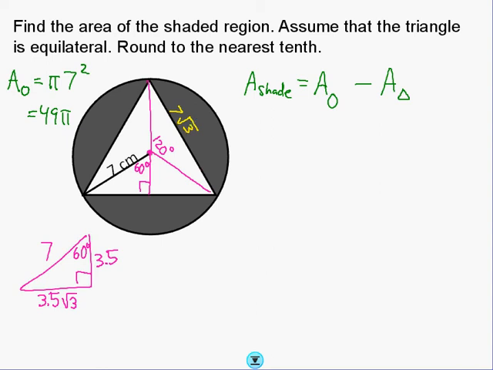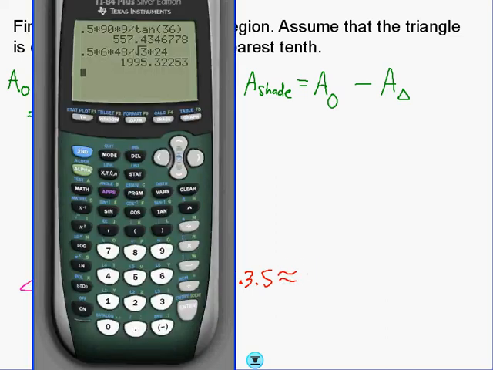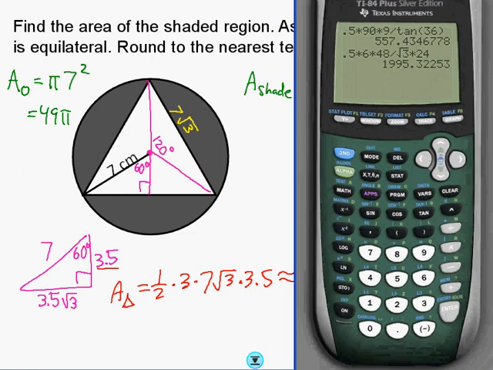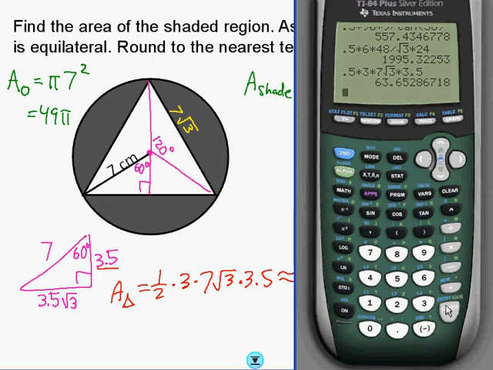Okay, and so let's find the area of the triangle. The area of the triangle is going to be 1/2 times the perimeter. Well, the perimeter has 3 of these sides, and they're each 7 square root of 3. 1/2 perimeter times apothem. Apothem is 3.5. Okay, and let's go ahead and approximate it. Pull this over so I can see while I punch this in. 1/2 times 3 times 7 square root 3 times 3.5. Approximately 63.65.